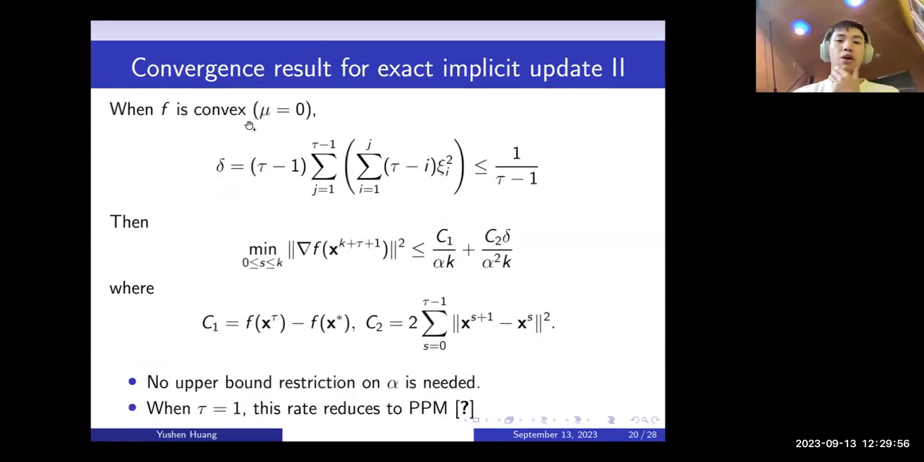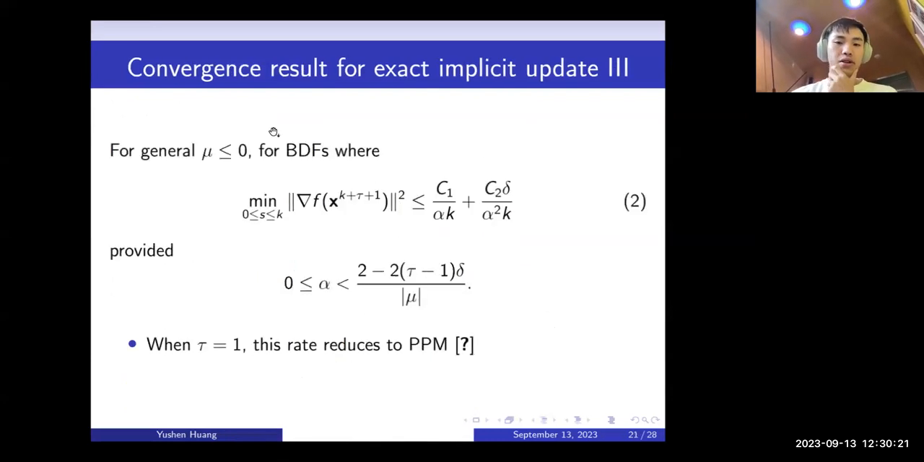And then when the function is convex, the convergence rate will not be linear. Instead, it will be sublinear, which will have the following convergence rate. But notice that there is no upper bound constraint for alpha because implicit methods are unconditionally stable. And when tau equals 1, the rate will reduce to proximal point methods.